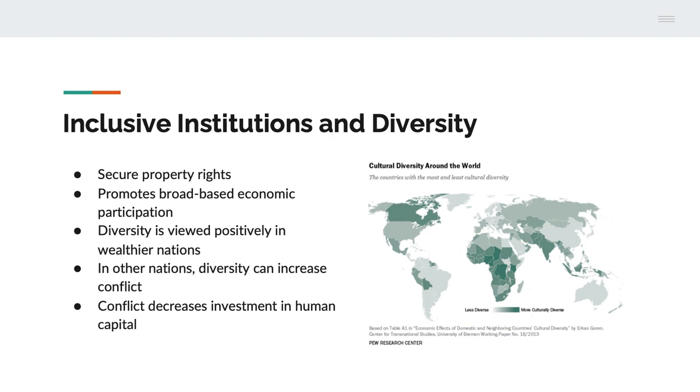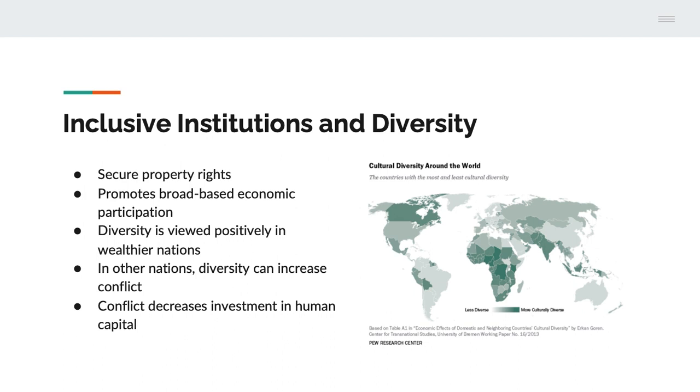Inclusive institutions that secure property rights and promote broad-based economic participation create incentives for individuals to innovate and adopt new technologies. Conversely, extractive institutions limit these opportunities, perpetuating inequality and stifling economic progress. Thus, the type of institutions a society develops plays a crucial role in shaping its economic trajectory and level of inequality. Addressing the legacy of extractive institutions is essential for promoting equitable development and reducing global disparities.